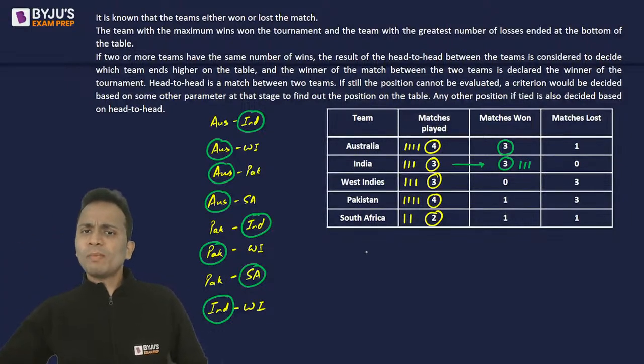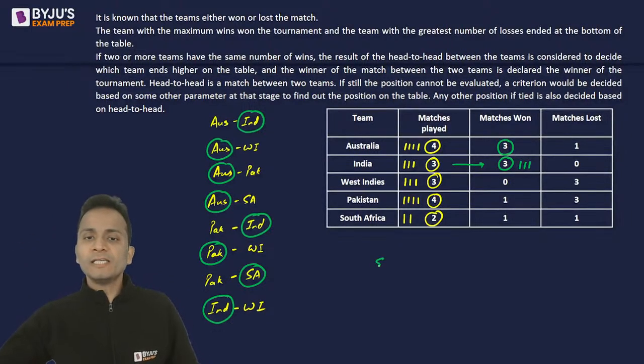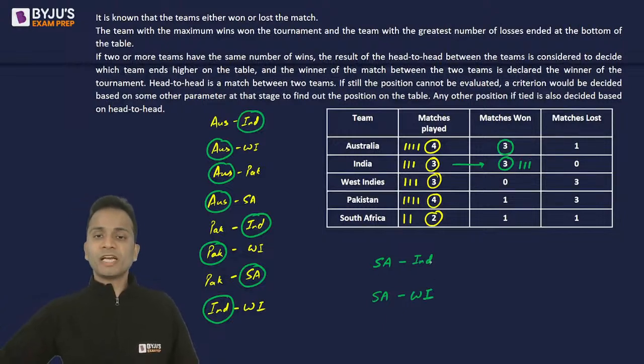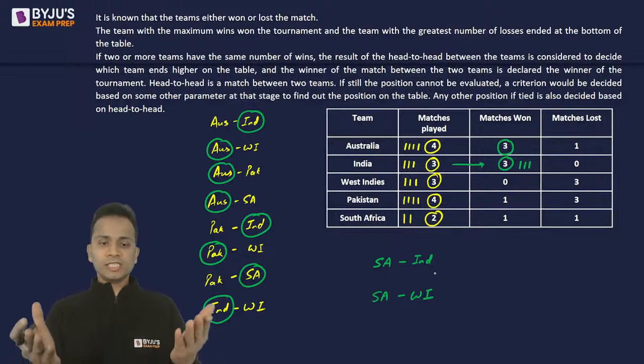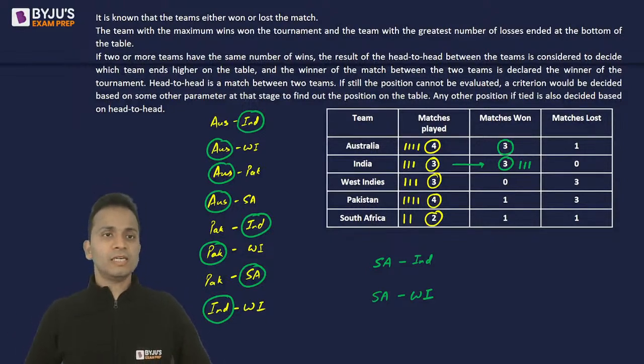Now, what about the remaining matches? South Africa is left with 2 matches, as you can see, and both India and West Indies are left with 1-1 match. So South Africa will play 1 match with India, and South Africa will play 1 match with West Indies. These are the 2 matches which are left, and I have also written these matches. So these are the 2 matches which were left in the tournament. This is the entire table for all of you. Now let's move on to the questions one by one.